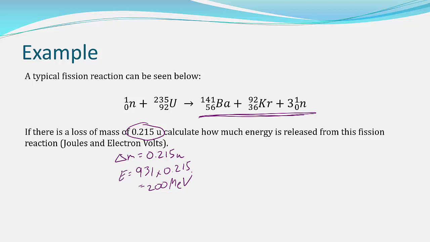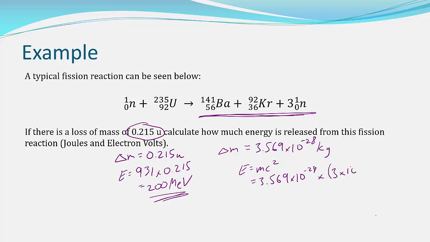Now, to get it in joules, there's a couple of ways you can do it. You can simply convert this number if you like, as we've shown before. But what I like to do is actually convert it to kilograms first and then use E equals MC squared. So the change in mass is going to be 3.569 times 10 to the negative 28, if you multiply u by 1.66 times 10 to the negative 27. So what you'll end up getting is E equals MC squared, and that's going to be equal to 3.569 times 10 to the negative 28 times 3 times 10 to the 8 squared. You put that in your calculator, and what you should end up with, if everything goes well, is 3.21 times 10 to the negative 11 joules.